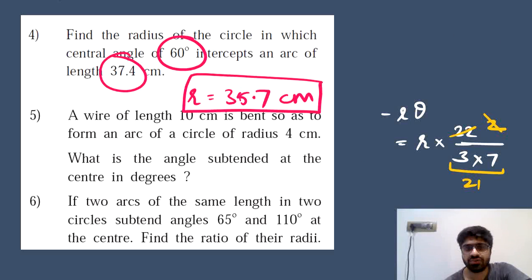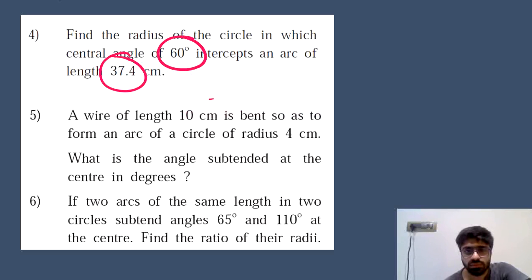Take the next question, the fifth one. It says that a wire of length 10 centimeters is bent so as to form arc of a circle of radius 4 centimeters. What is the angle subtended at the center in degrees? It's a very straightforward question.